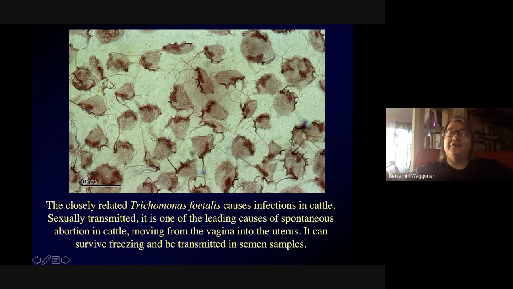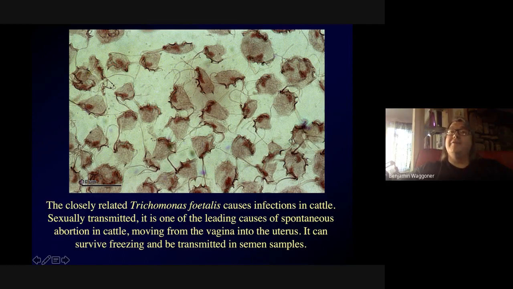Trichomonas fetalis is a cattle parasite, and it's one of the leading causes of spontaneous abortion because it can move from the cow's vagina into the uterus and trigger abortion that way. For the record, to the best of my knowledge, the human Trichomonas vaginalis can't do that. But it can here in the cow parasite. And it can even be transmitted in semen samples because it can survive freezing.